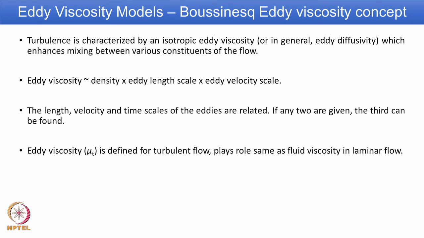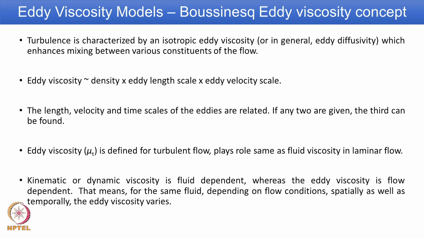We already know mu and nu defined for laminar flow. The kinematic viscosity or dynamic viscosity is fluid dependent. That means, you may have air, you may have water as a fluid media. Kinematic or dynamic viscosity is fluid dependent, whereas the eddy viscosity is flow dependent. That means, for the same fluid, for example, water you are dealing with, depending on the flow condition, it may be varying spatially as well as temporally, whereas the dynamic viscosity or kinematic viscosity is fixed for that same fluid for the same flow problem.